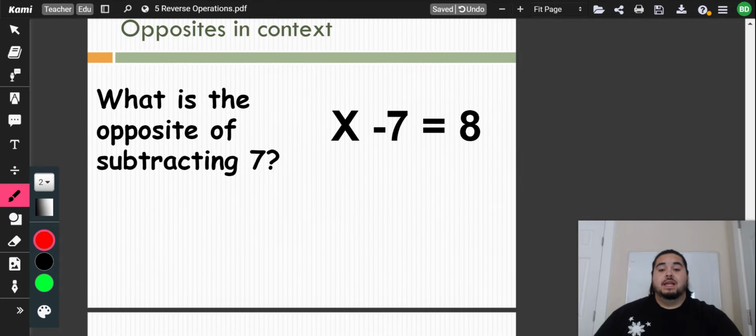Okay, next problem. X minus 7 is equal to 8. So we ask ourselves, the opposite of subtraction would be addition. So the opposite of subtracting 7 would be adding 7. We're going to add 7 to both sides.